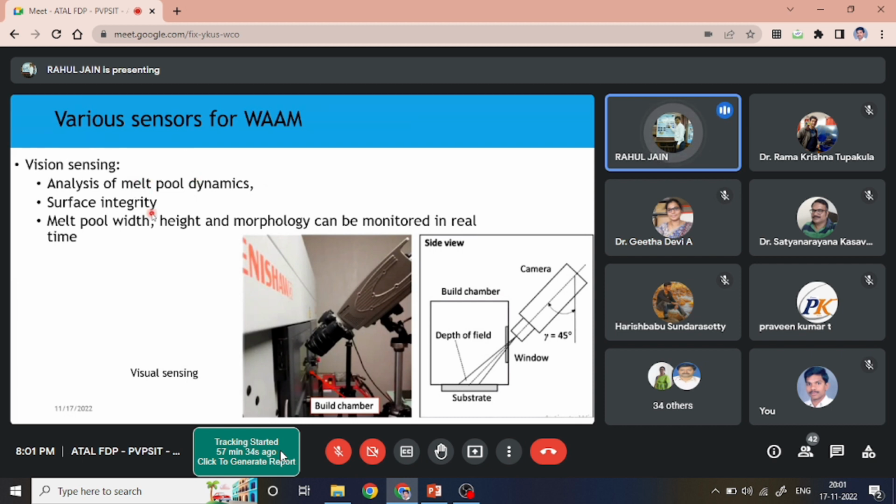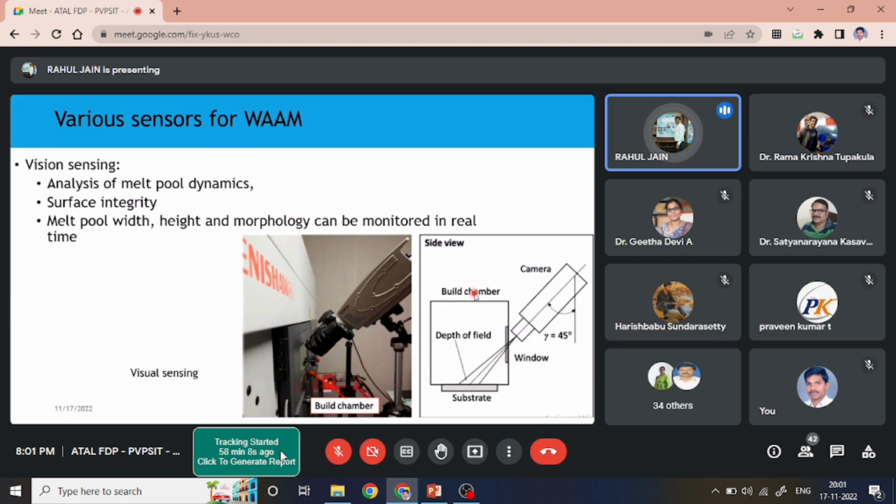Surface integrity. Now the surface integrity is a very broad term. You can control what kind of surface roughness you are getting, whether we are getting a certain kind of geometry or not, whether we are getting a particular type of surface finish or not. All these things can be monitored through surface integrity. Apart from that, what can you monitor? Melt pool width. What is the width? Melt pool height. What is the height of each layer? The morphology. All these things can be monitored through this laser scanner. So at least at the surface level, the vision sensor or this laser scanner can help us to generate all this data, right?